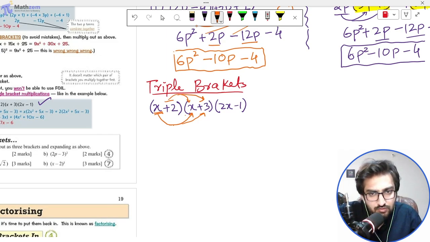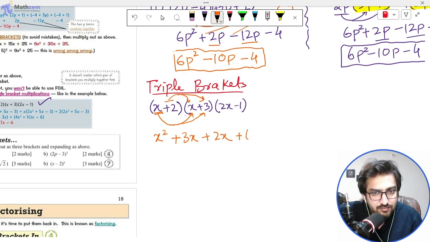Okay, so think of these types of things, these small things. When you understand these small concepts, mathematics will become really easy. So focus here. Then x times 3 is 3x, and then 2 times x is 2x, and then 2 times 3 is 6. So we got this bracket from the first two brackets, and I will write the second bracket like this, (2x - 1).